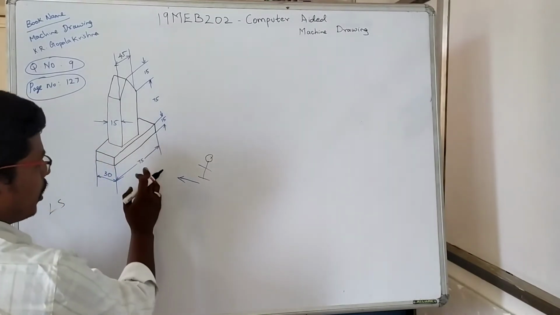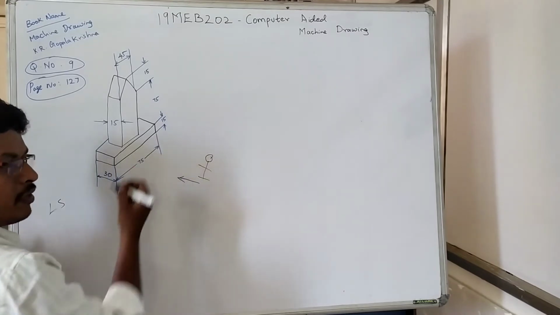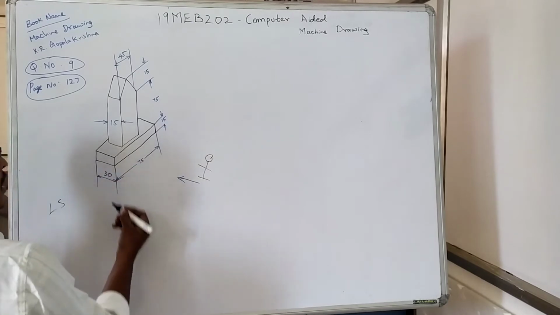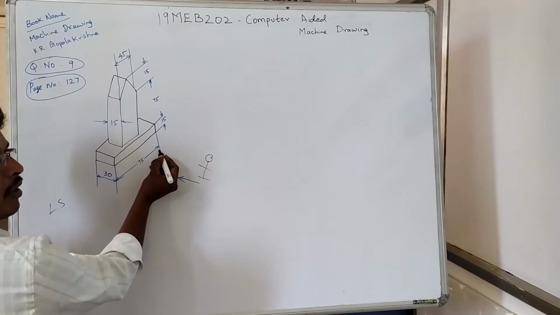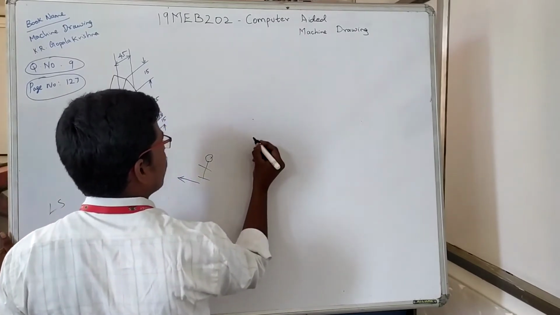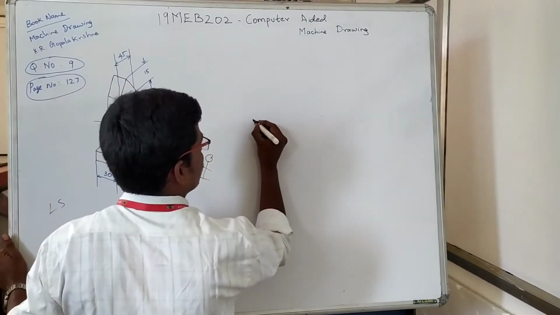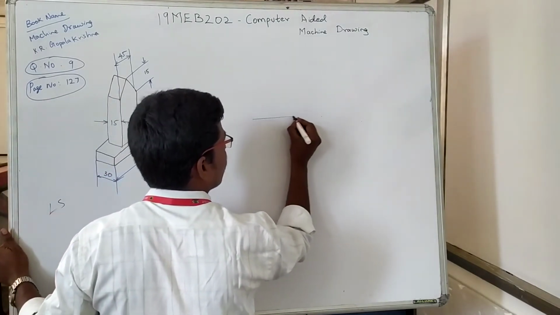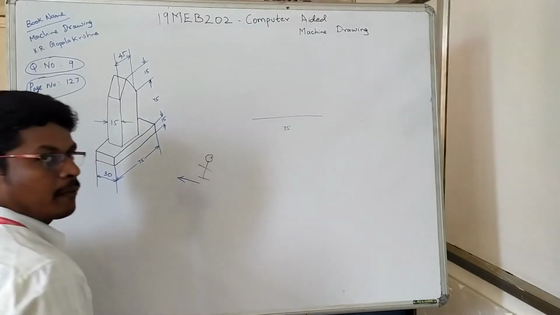Now I am going to draw the front view. I am going from left to right. On the left, I mark this as 0, and I can see a length of 75 millimeter. Hence I mark the 0 here and the 75 millimeter here. So it is a straight line, and I am drawing a straight line with a value of 75 millimeter.